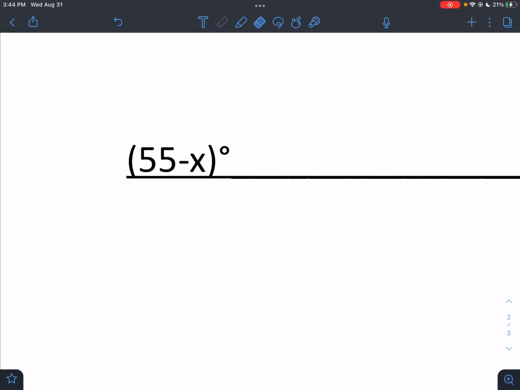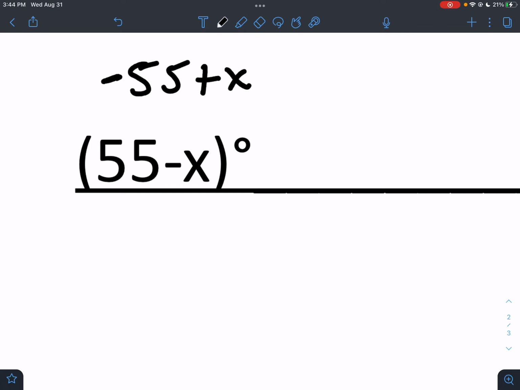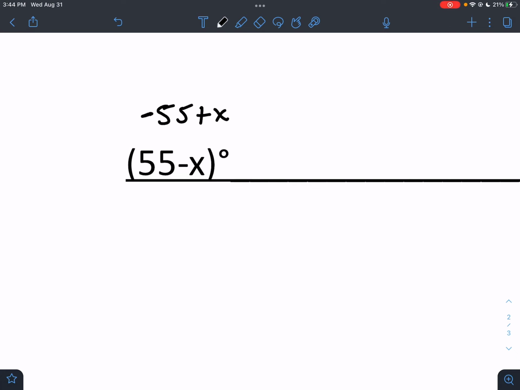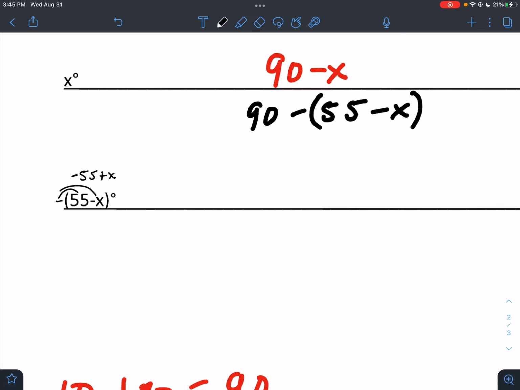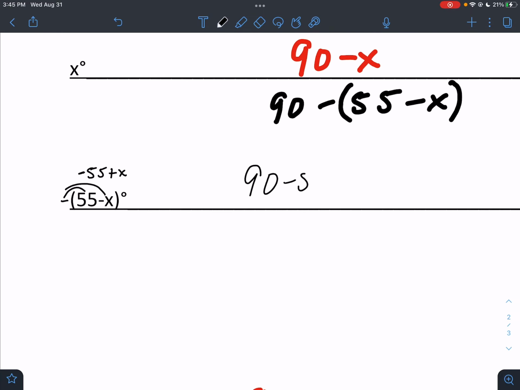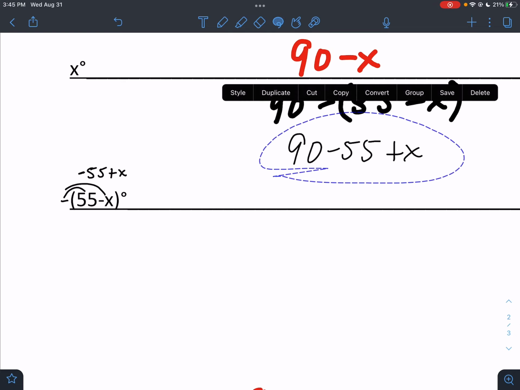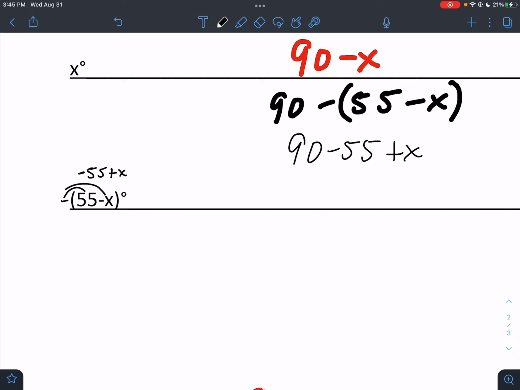A lot of people mess this up, though. A lot of people forget to do the opposite of the whole thing. I see a lot of people that are very good at math who do minus 55, but then they leave it as minus x. No, you've got to do an opposite. You're distributing a negative. It's the opposite of everything. So what we have here is 90, negative 55 and positive x. Well, that's not simplified, but that's the next step. 90 minus 55 would be 35, and then we still have the plus x. That is our final answer.